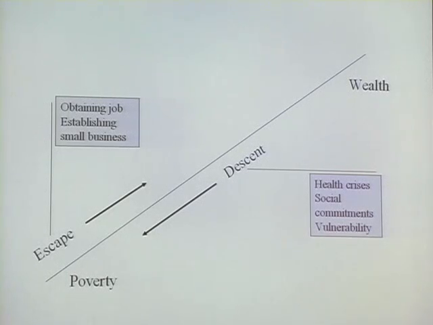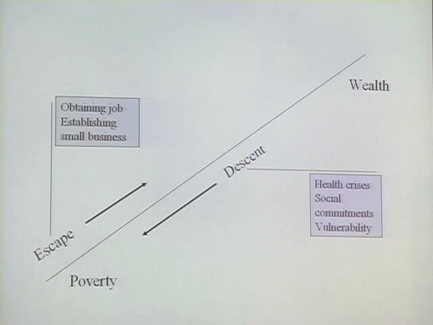It shows that while there is significant escape from poverty, a lot of households descend into poverty in any period of 10 or 20 years. The reasons for descent into poverty are fairly consistent, though they vary a bit from one region to another. Health crises are the main reason, then social commitments, in this case funerals, and various sorts of vulnerability.